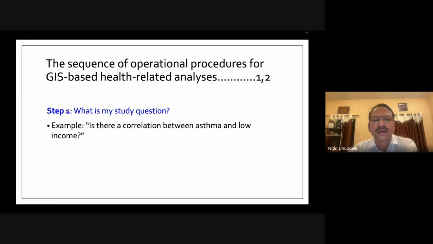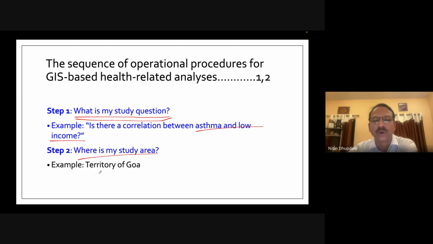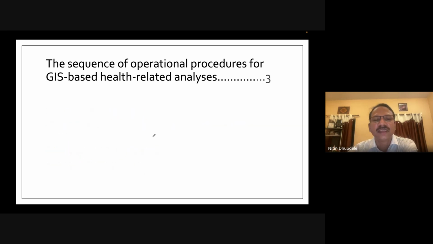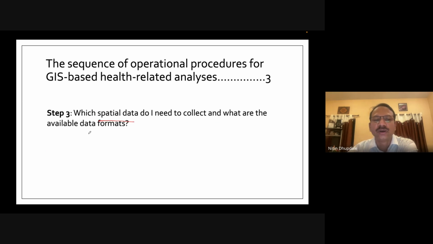First thing is you have to have your research question with you. For example, what is the correlation between asthma and low income? What is the location where you want to do it? What is the study area? Say for example, you want to do it in Goa. Okay, so that is the second step. The third step is what data you need to do your study and what formats it has to be.